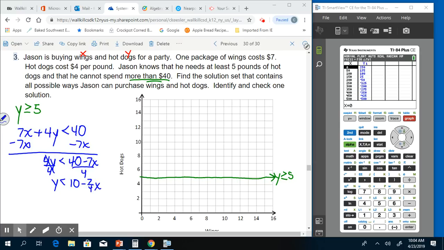So in this case, I don't really need a calculator because my axes are even. I did forget to shade in the last one, so I'm going to go back and shade above the 5.